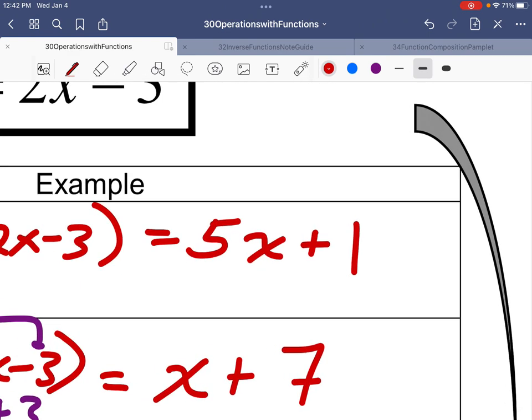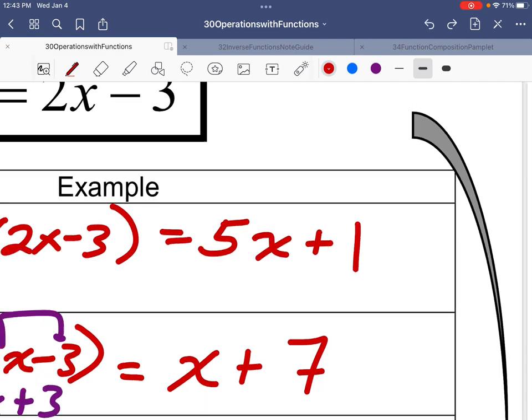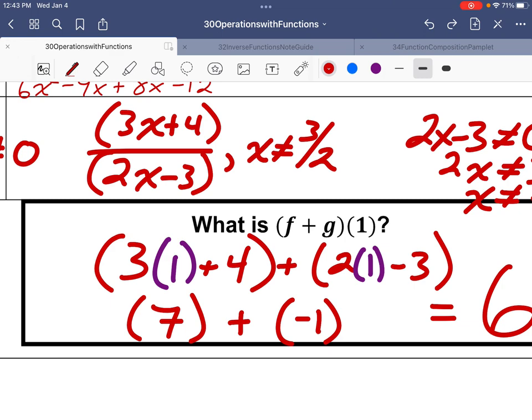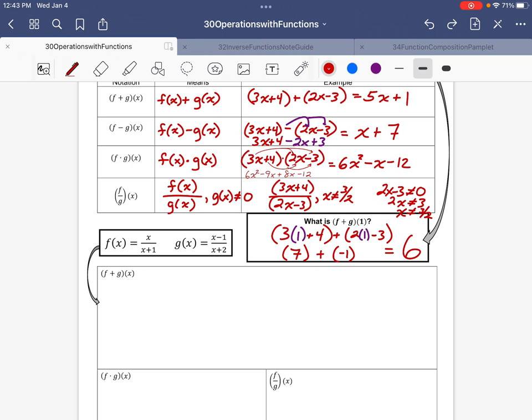What you notice is that you could plug in 1 to the answer that you got up here. Sure, if you plug in 1 to the answer, that also will come out to be 6. So it kind of depends on when you want to do the plug-in. Like I said, most people will plug it in like I did here. They'll just plug it in right away. But you could also plug it in to your answer. It'll still come out the same.